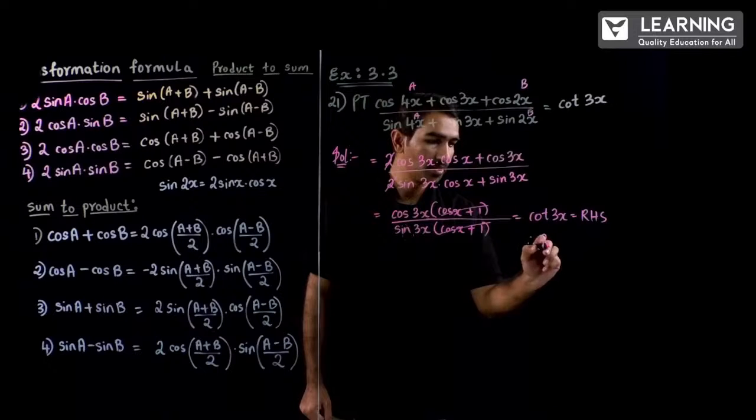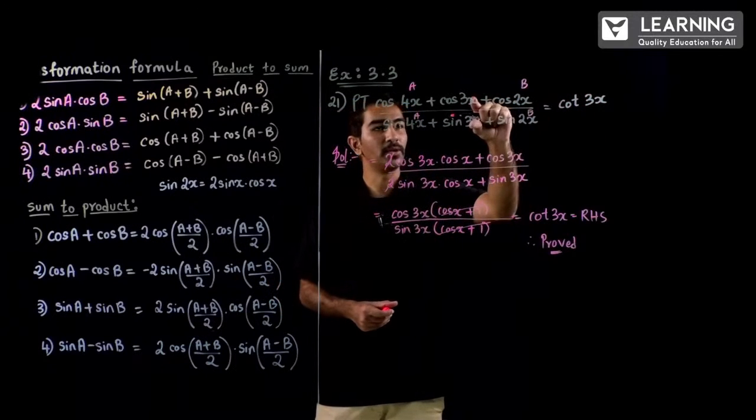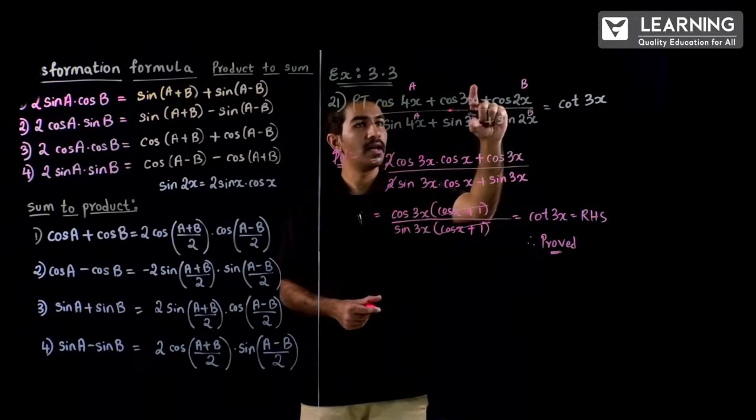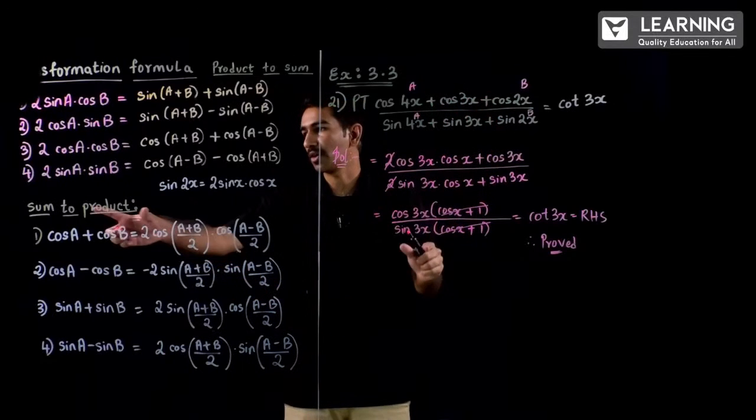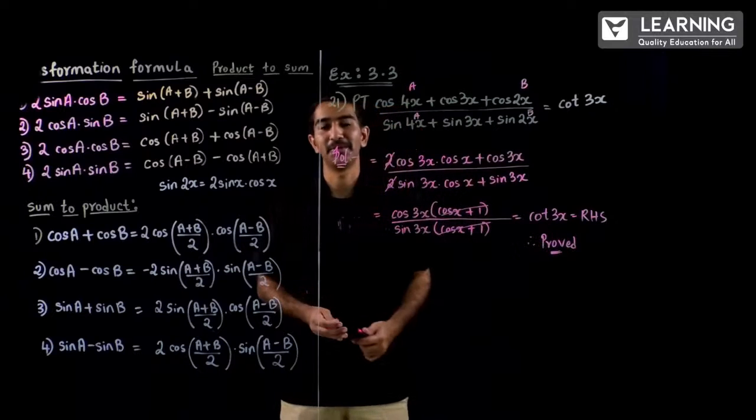Therefore, proved. Very simple again. What did we do? Looking at the right hand side, we decided which to leave alone. So we left alone this. And for the rest of the things, we used sum to product, and we got the right hand side. And hence we have proved. Moving to the next question.